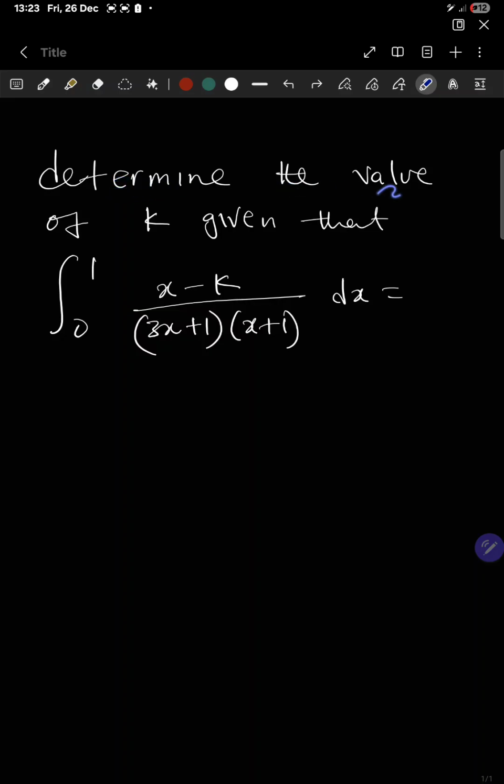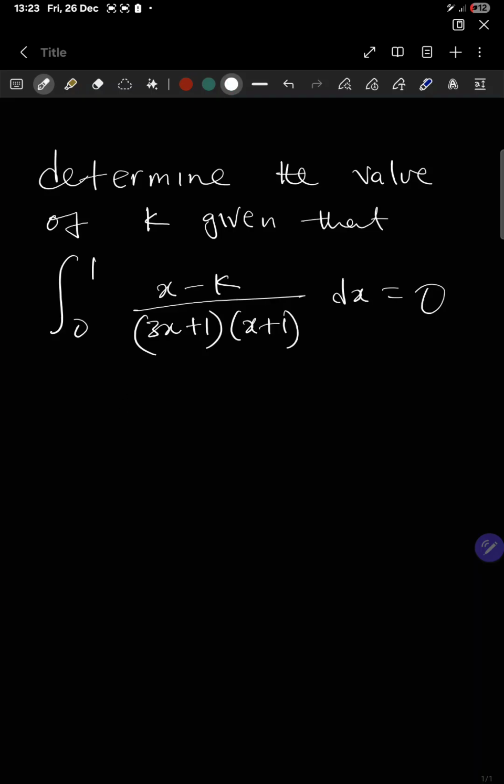They are saying determine the value of k given that the integral from 0 to 1 of (x minus k) over (3x plus 1) dx is equal to 0. Now, how to get the value of k? For you to get the value of k, what you're supposed to do is to integrate and then equate that to 0. So you keep the limits first, 0 to 1, and then we are going to integrate.